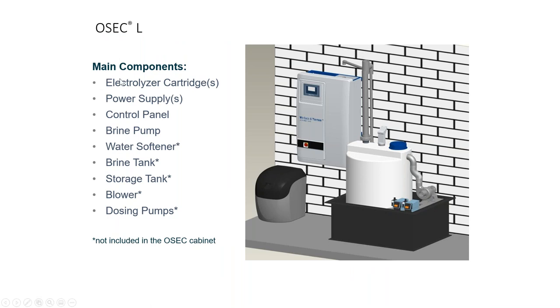As I mentioned in my previous slides, let me touch again on the main components required for the OSEC L system to work. These are the electrolyzer cartridge, power supply, control panel, brine pump, water softener, brine tank, storage tank, blower, and dosing pump. The items with the asterisk are not included in the cabinet.